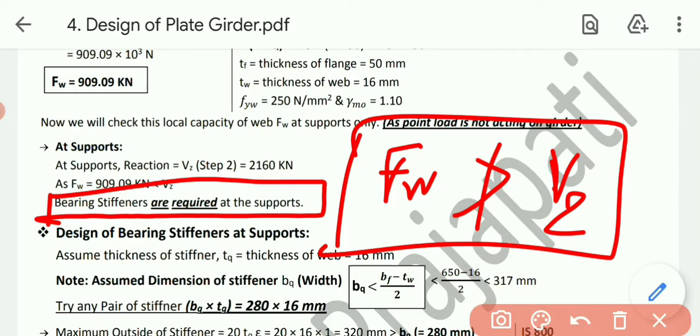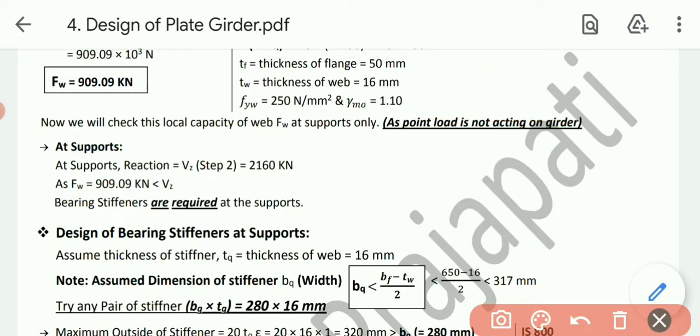You will ask, sir, we are designing an unstiffened plate girder, so why are we providing a bearing stiffener here? I have told you in the theory also that the end bearing stiffener will always be there, whether you are designing a stiffened plate girder or an unstiffened plate girder. So a stiffener at the support is necessary in each case. For that, this condition FW not greater than Vz will always be there, so we provide the bearing stiffener.